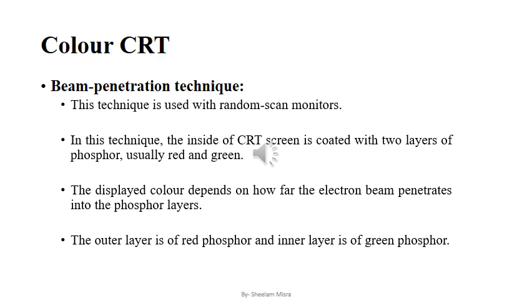The first technique is the beam penetration technique. This technique is used with random scan monitors. In this technique, the inside of the CRT screen is coated with two layers of phosphor, usually red and green. The display color depends on how far the electron beam penetrates into the phosphor layers. The outer layer is a red phosphor and the inner layer is a green phosphor.